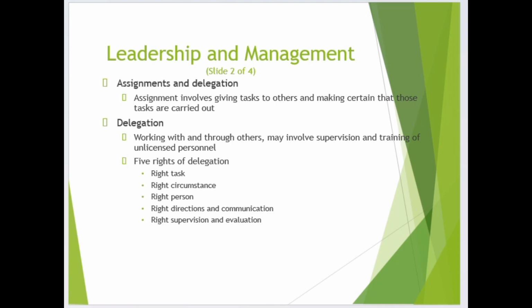All right, so we have these 5 rights of delegation. The right task: are they legally able to do the thing that you're going to ask them to do? Do they know how to do it? Have they had the training? Are they physically capable of doing the task? The right circumstance: is it a busy time? Do they have too much to do already? Are they going to have time to do this task that you're going to give them?